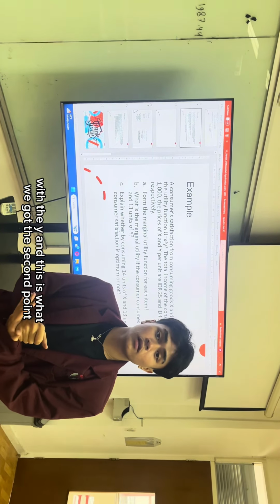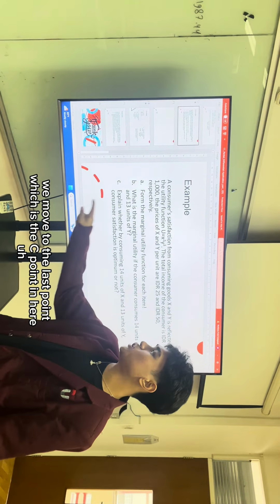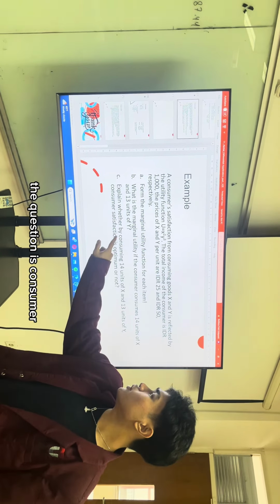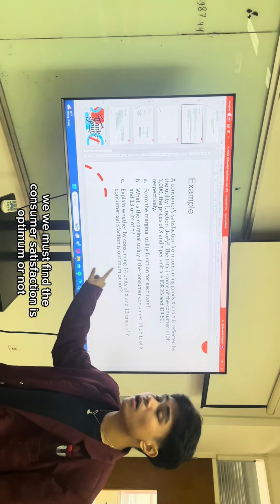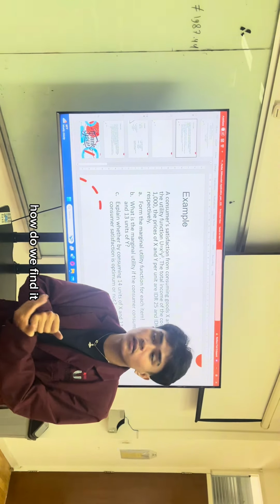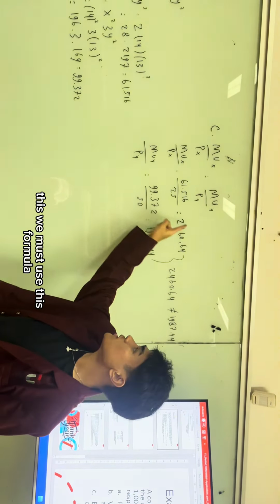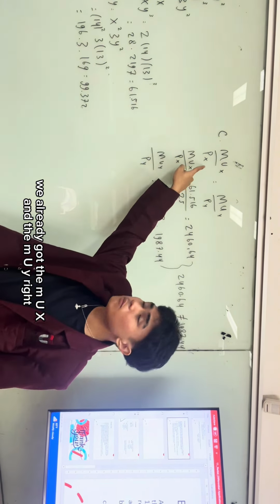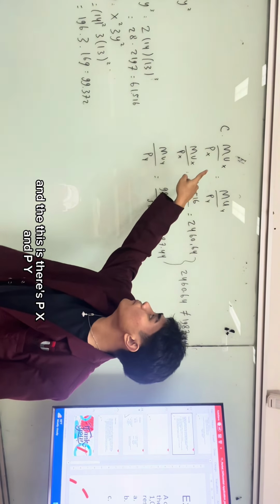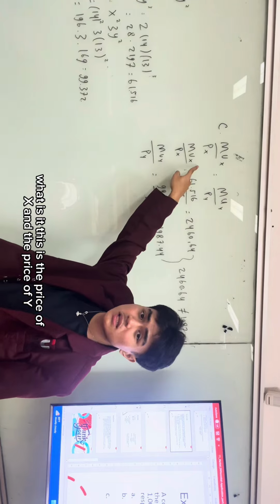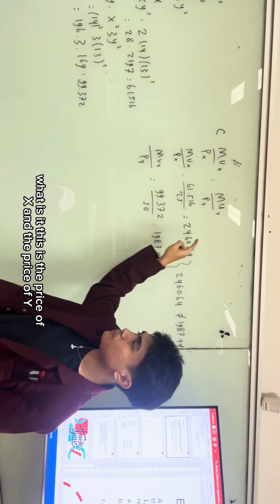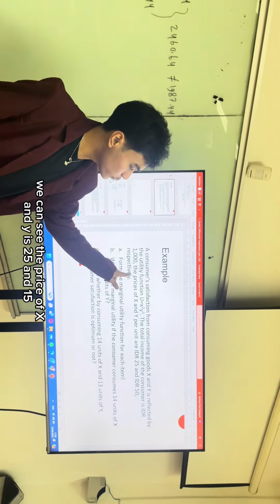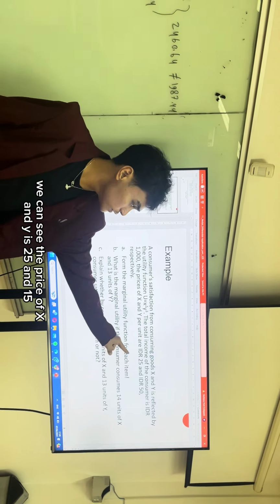Done with the second point, we move to the last point, which is the C point. In here, the question is whether the consumer satisfaction is optimum or not. How do we find it? We must use this formula. From the previous point, we already got the mux and the muy, right? And there's px and py. This is the price of x and the price of y. How do we get it? We can see from the question: the price of x and y is 25 and 50.